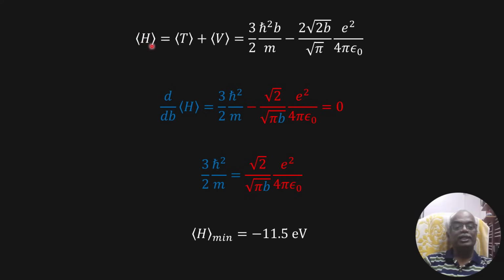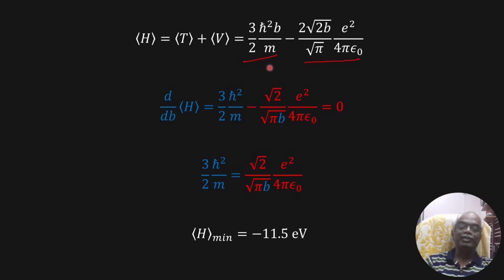Now the total energy, that is the expectation value of the Hamiltonian, is equal to the sum of the expectation value of kinetic energy plus the expectation value of potential energy. So we have seen the expectation value of kinetic energy is this one and the potential energy is this. Now we have to find the minimum energy level. So with respect to p, you will get the minimum energy level. If you differentiate, for a minimum or maximum, you will get 0.